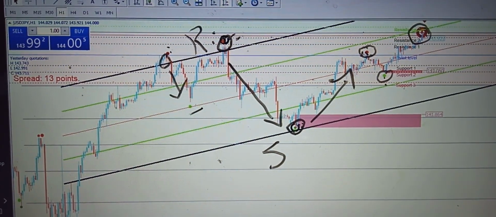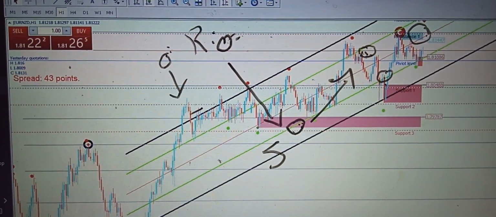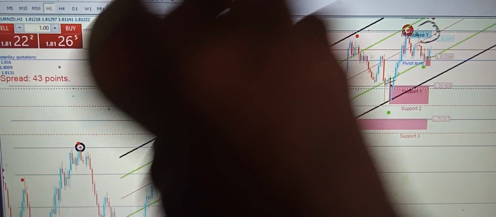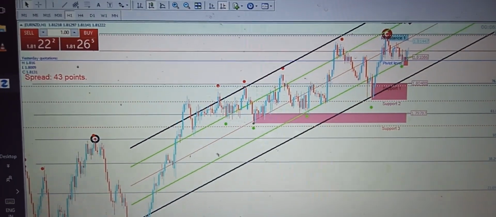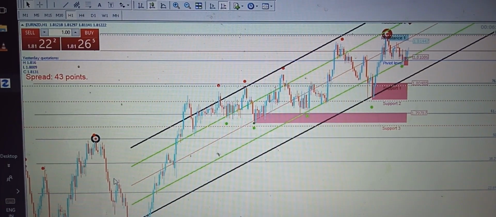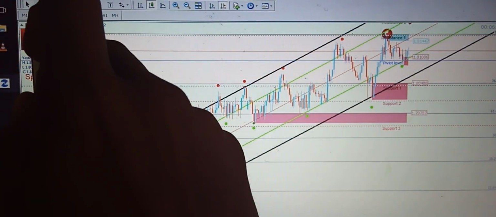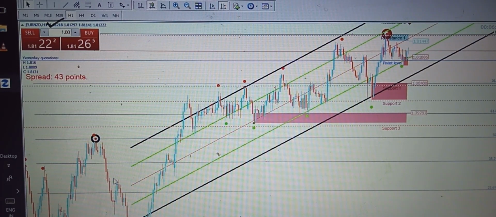Right. Now let's look at the last pair. Let me just remove this quickly for our work to be super clean. Okay. Now this is Euro NZD, right? Yes, this is Euro NZD. Remember, we use the trend lines on a 1 hour time frame always.